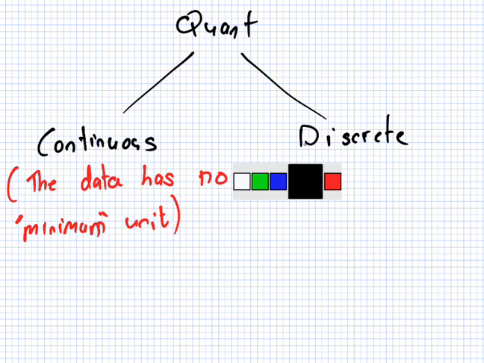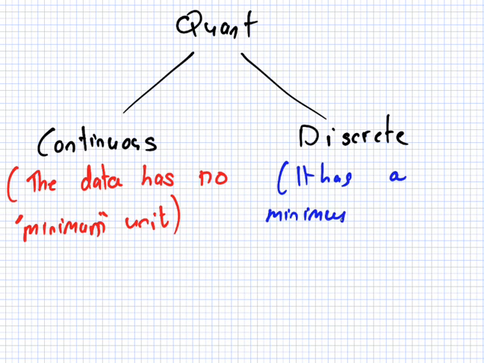Okay, so here, well, we don't really use the word unit in this case. We could say it has a minimum packet, or a minimum amount, or a minimum quantity, but I'll just say it has a minimum unit. It has a limit in its accuracy, in its scale.